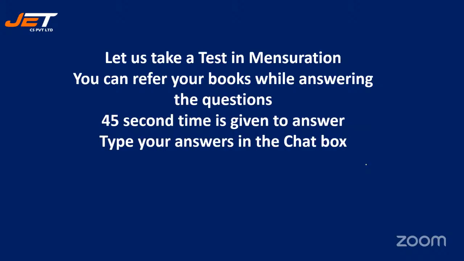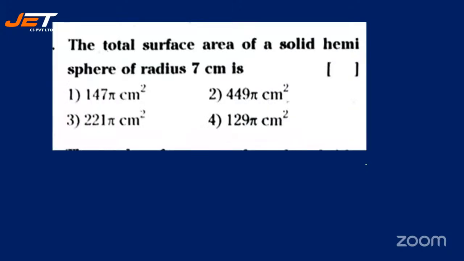Now, let's move on to the next step. Now, let us take a test in mensuration. You can refer to your books while answering the questions. 45 seconds time is given to answer. Type your answers in the chat box. Right. Now, the total surface area of a solid hemisphere of radius 7 centimeter is dash.